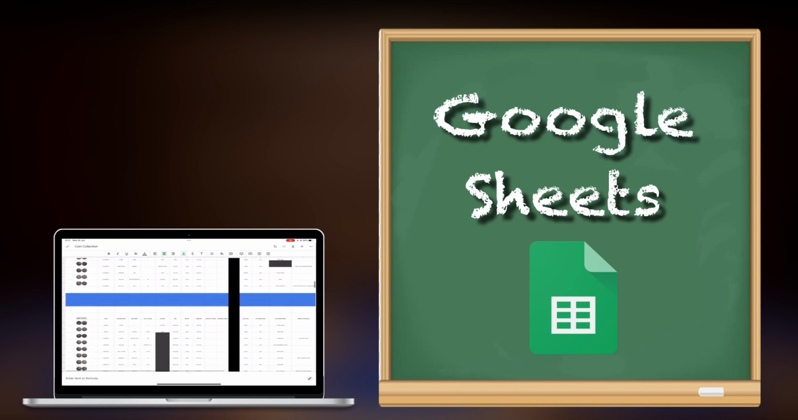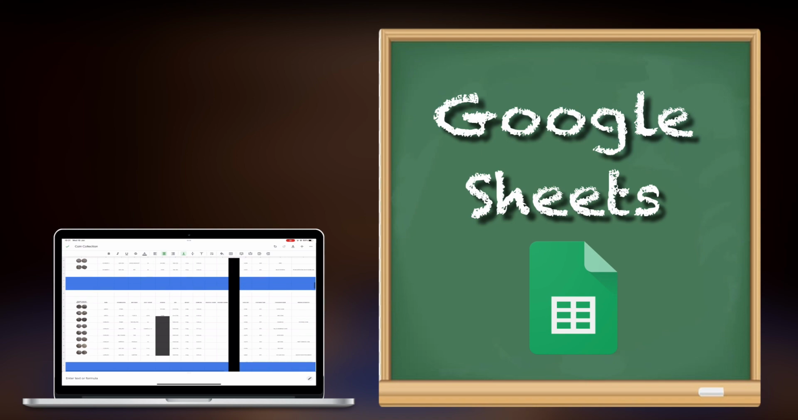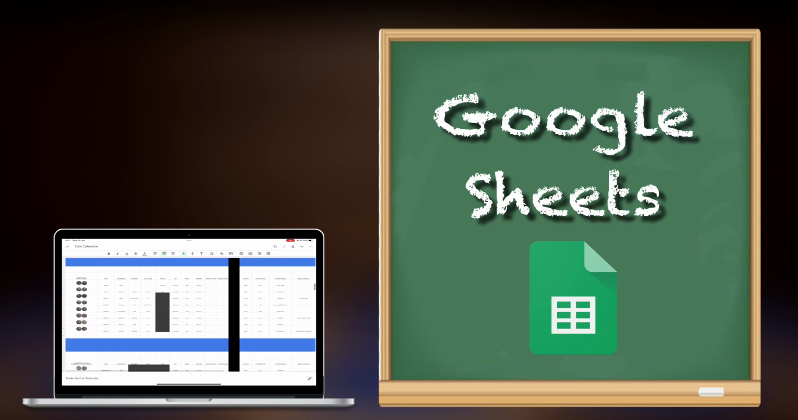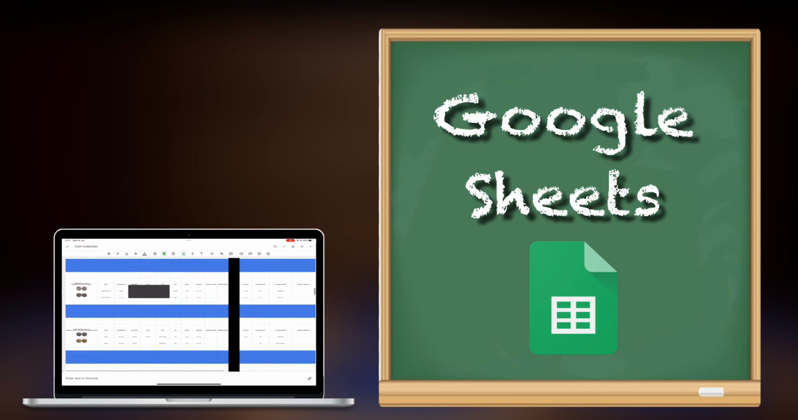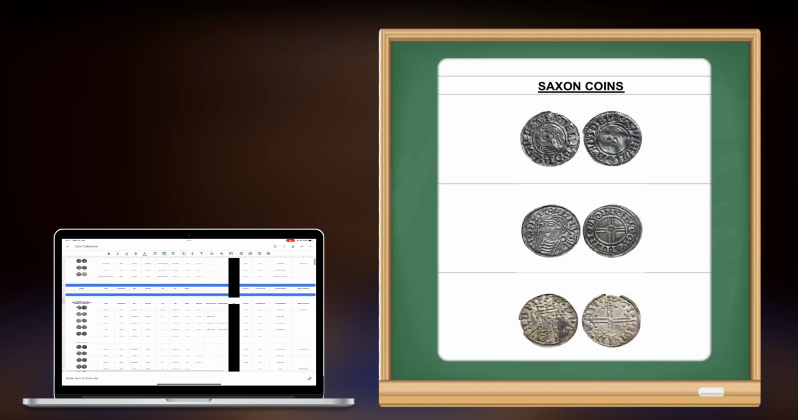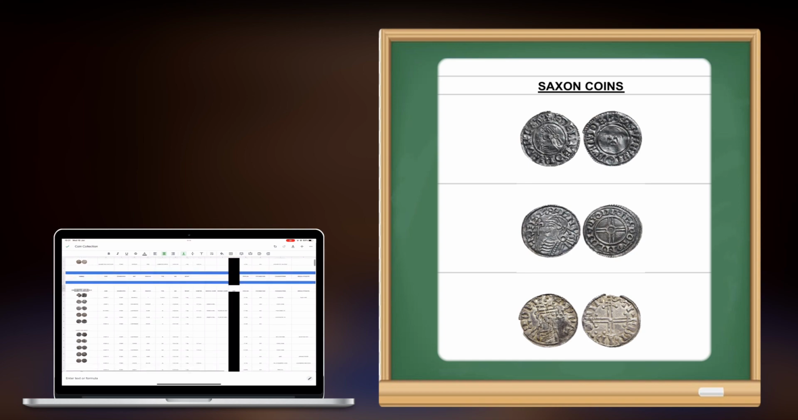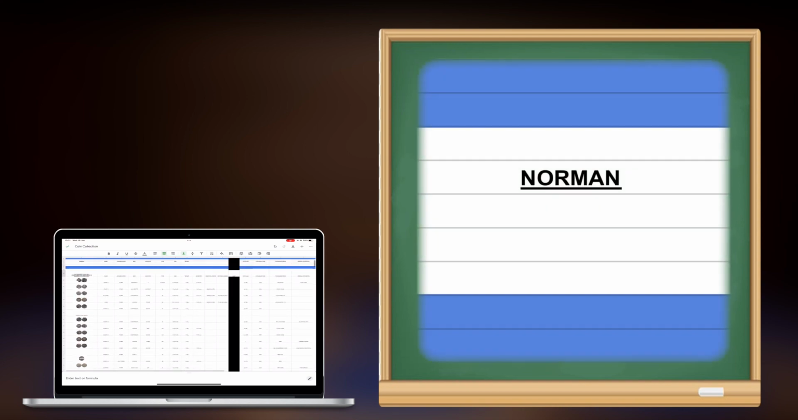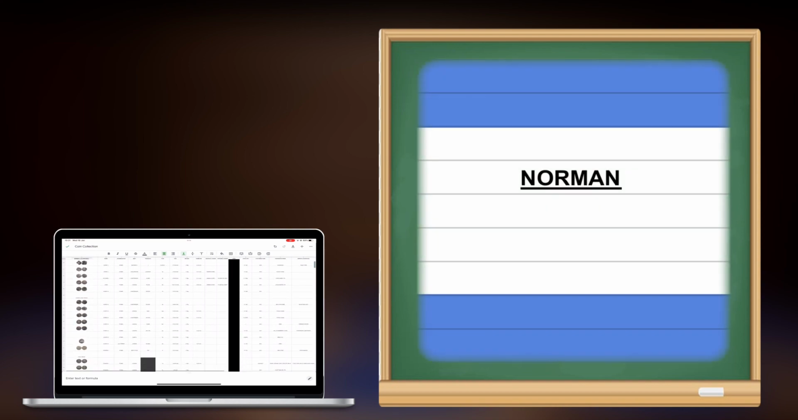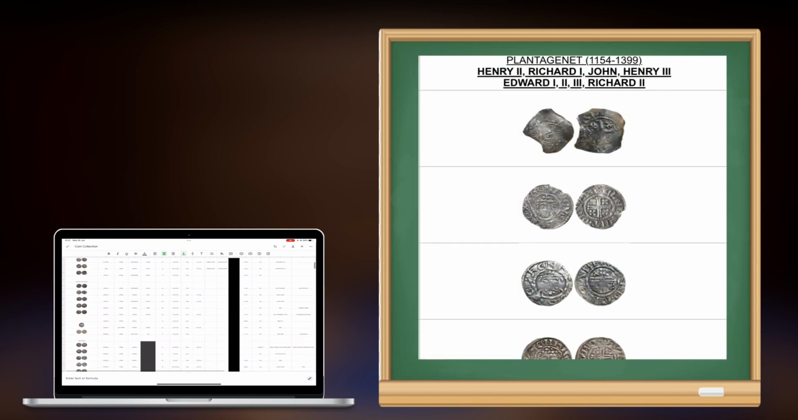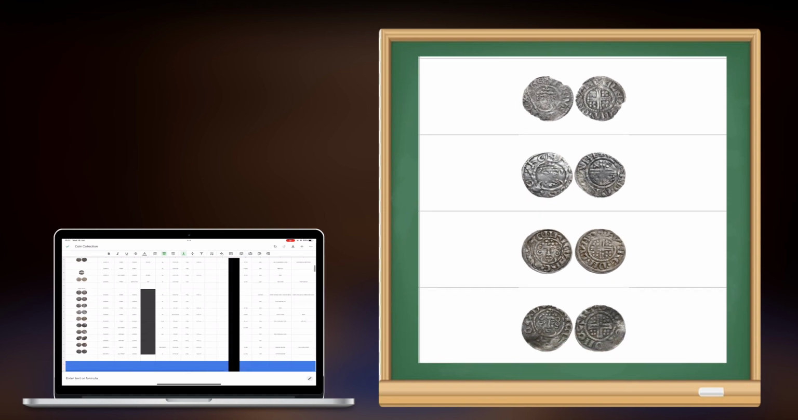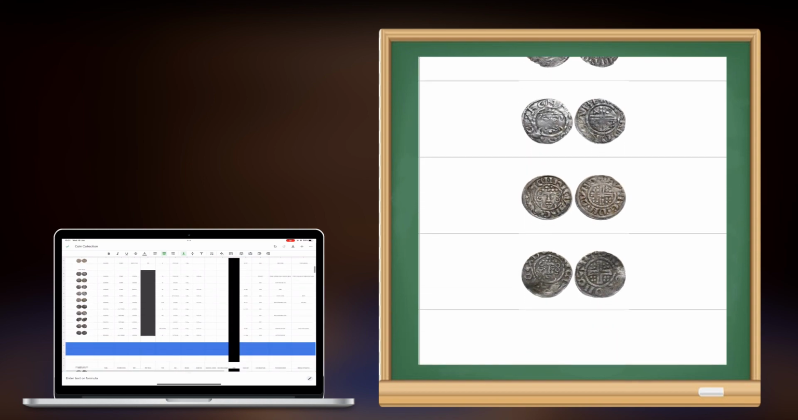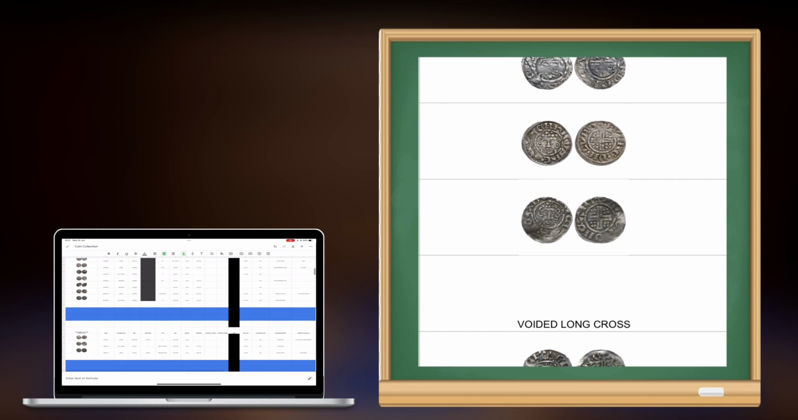I use Google Sheets, which is a Google application similar to Microsoft Excel. I categorize mine by the English family line, and before the family line, I have the first section named Saxon for my small Saxon collection, Norman that I am yet to add anything to. We then have the Plantagenets, where I will record Henry II, Richard I, John, Henry III, Edward I, II and III, and finally Richard II.